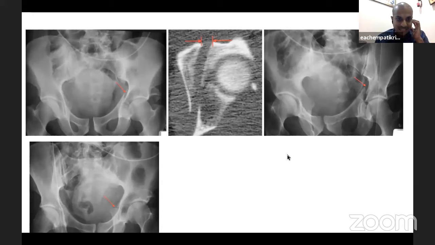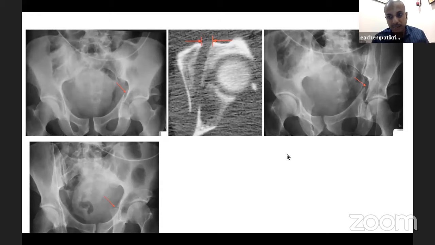So you can see a case example. You can look at the AP X-ray. This is a transverse with posterior wall fracture. You can see on the axial CT, there is neutral displacement, but there is a significant amount of gap. And there is a high anterior and low posterior on the Judet views. You can see that by the arrows.